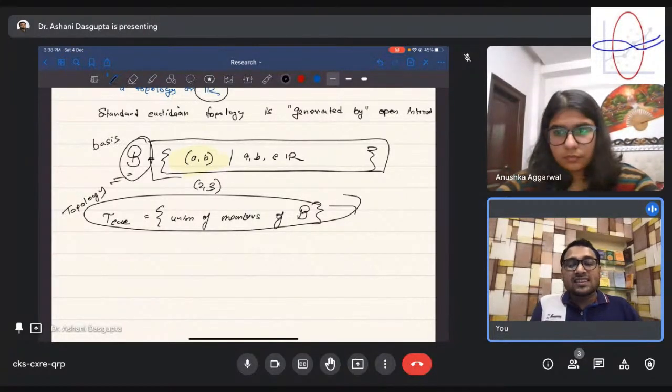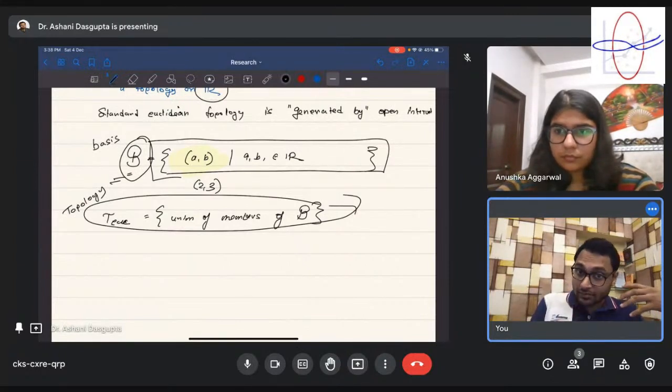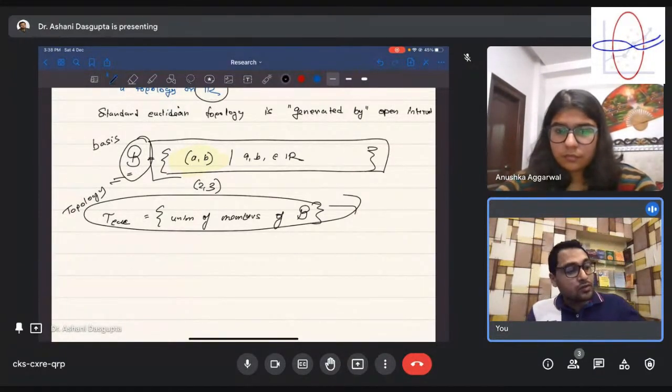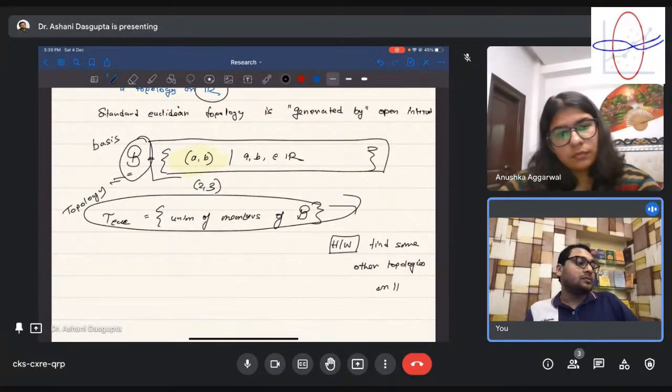Okay, so this is one example of a topology that you can put on the real number set. There are many other examples of topologies that you can put on the real number set. So I can give you a little homework. Try to find some other topologies on R.